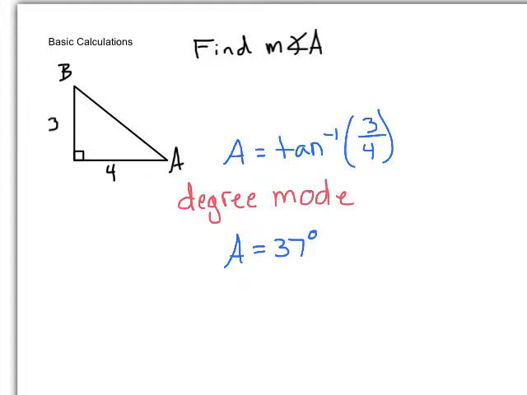Now, depending on what you're given, let's say you were given the hypotenuse and the adjacent side. That determines what trig function you would use. If you were given hypotenuse and adjacent, you would choose the cosine function to find angle A. If you were given hypotenuse and opposite, you would choose the sine function. So it all depends on what you are given.